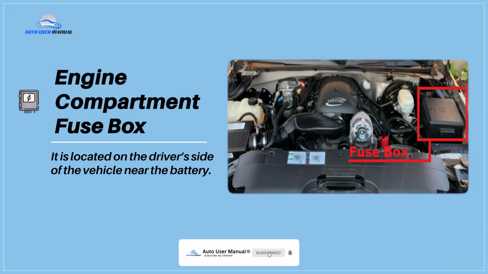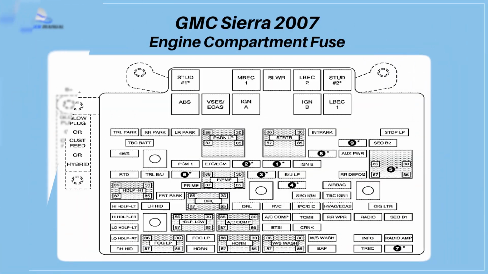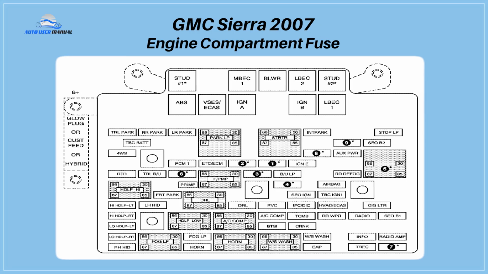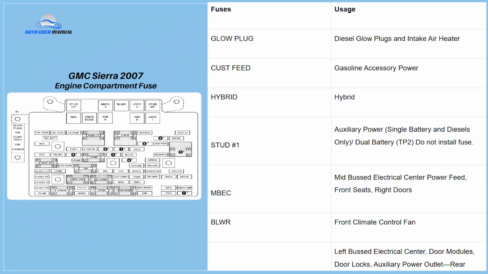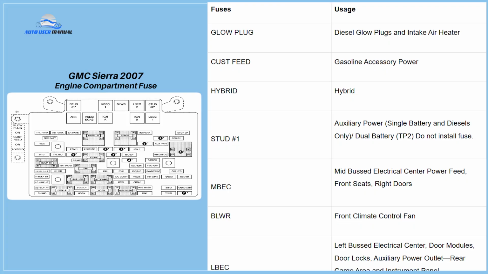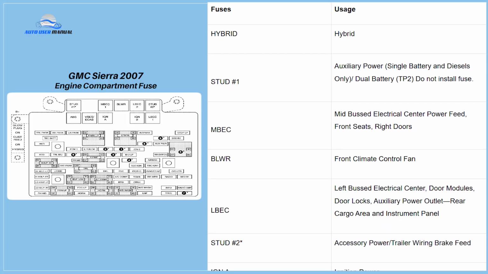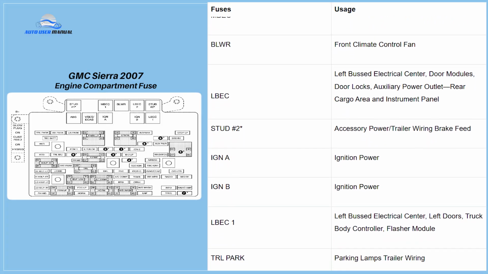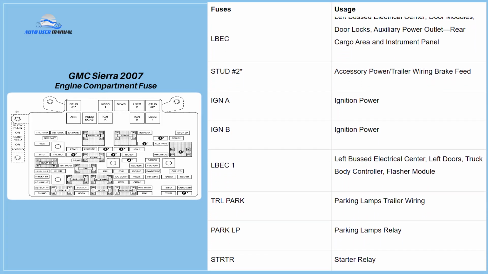Engine compartment fuse box. The engine compartment fuse box in the 2007 GMC Sierra distributes and protects power for critical systems, including the ECM, ABS, cooling fans, headlights, fuel system, and transmission controls.